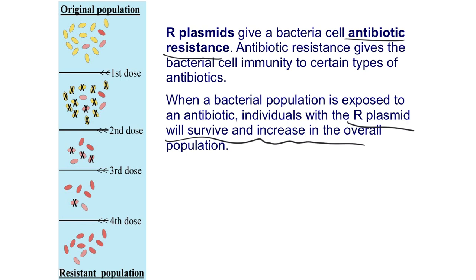Okay, bacteria with R plasmids have antibiotic resistance. So if a population of bacteria is subjected to some antibiotic, the ones without the R plasmids will die. The ones with R plasmids will survive.